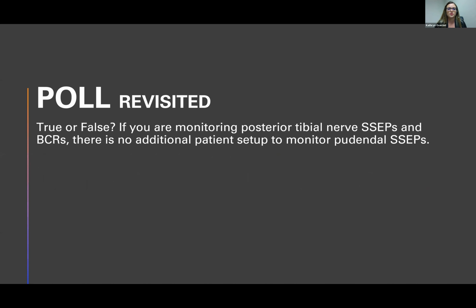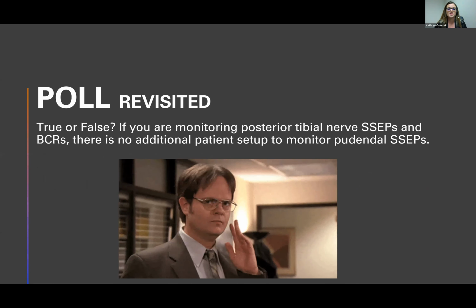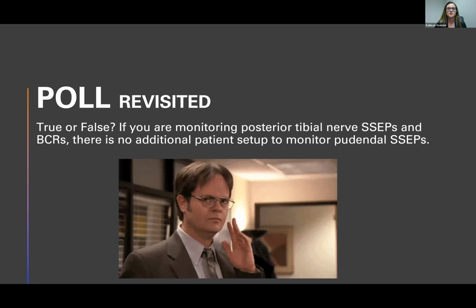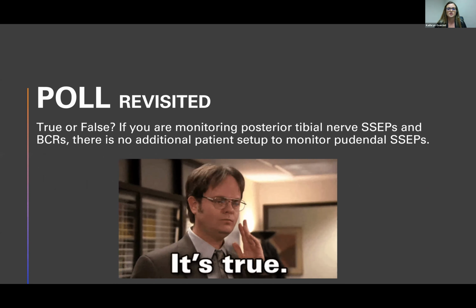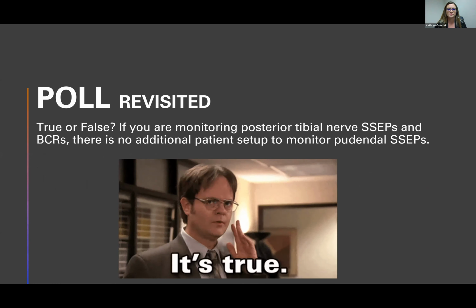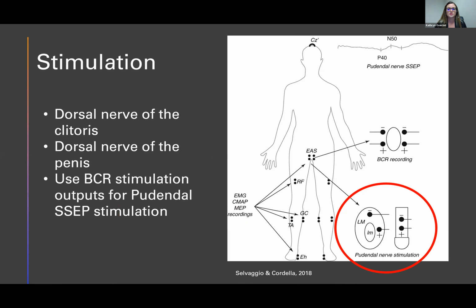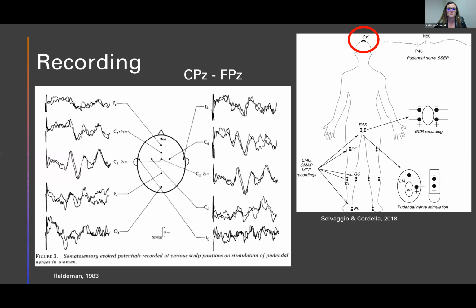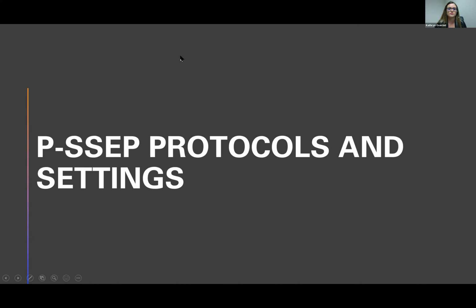So let's revisit the poll. This is a true statement. If you're running your posterior tibial nerve SSEPs and your BCRs, there's nothing else that you need to set up as far as the patient goes. So same stimulation as BCR, same recording as your PTNs from CPZ to FPZ. And here's the picture from Haldeman. You can see the CPZ recording is just much more robust of a response.